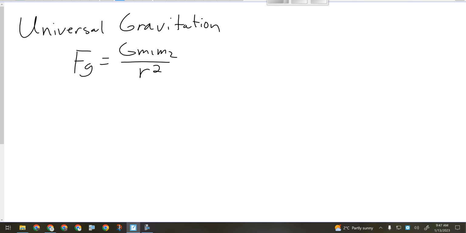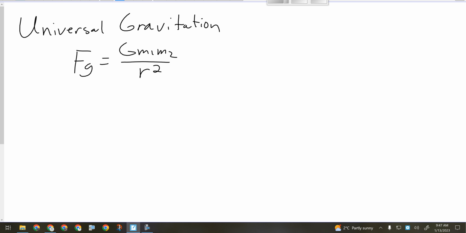Since r is squared, what happens to the force of gravity as the objects move apart? It gets weaker exponentially, because r is squared. So if I double the distance between the two, there's going to be 4 times less force between them. That's something that could be in a multiple choice question.